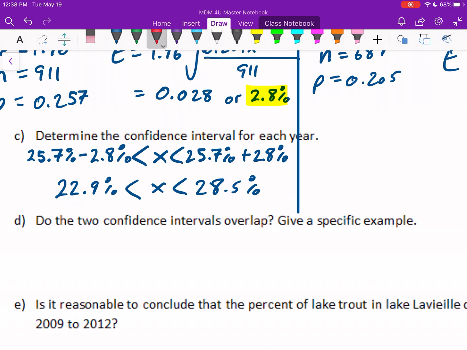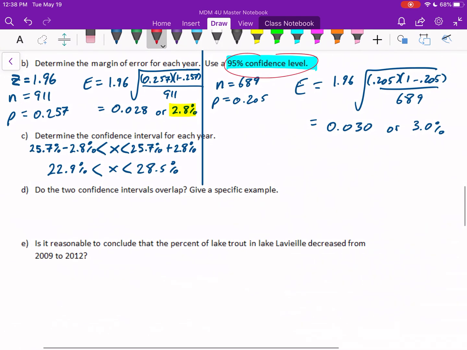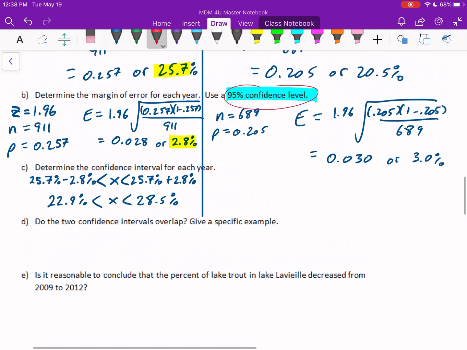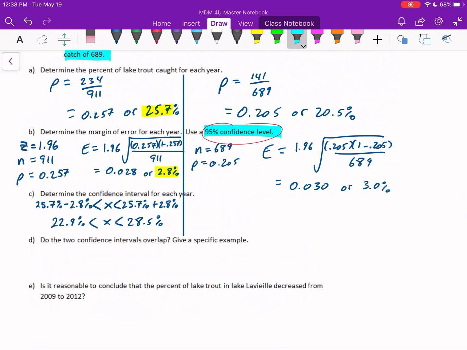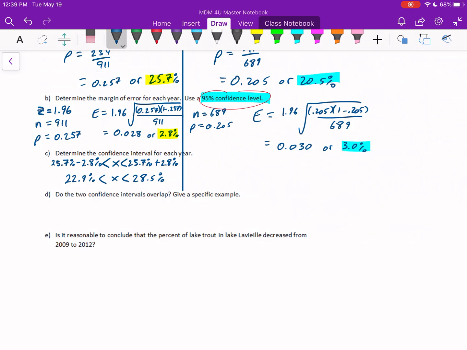So again, we're given a range. What we're measuring is the percentage of fish in this particular lake that are trout. We can't get an exact value for it, so we give a range, 22.9 to 28.5 in this case, and then we give our confidence that we're 95% confident based on the facts that that is true. Doing the same thing for 2012, we're going to now use 20.5% and 3% for our center and then our plus minus.